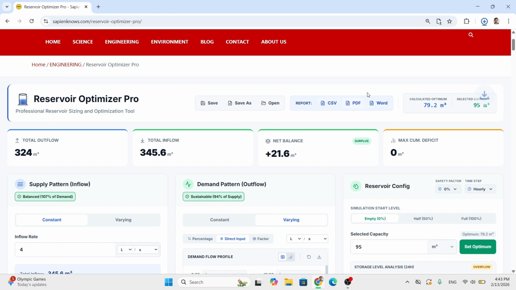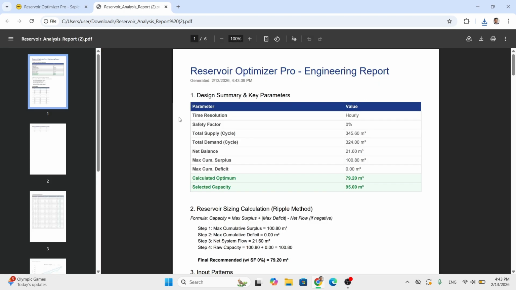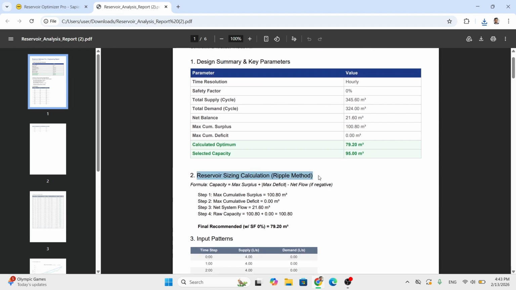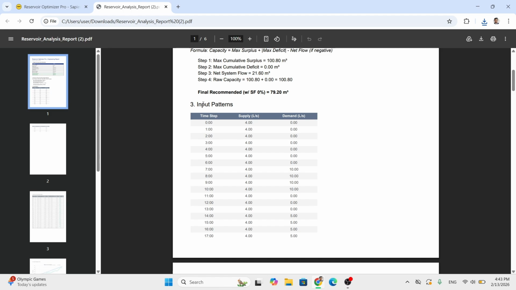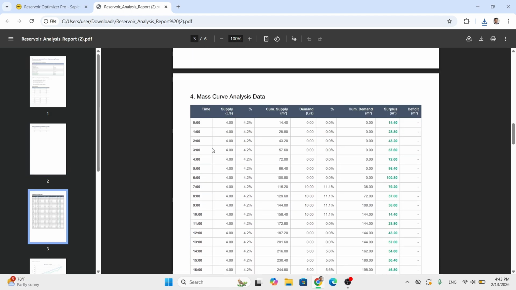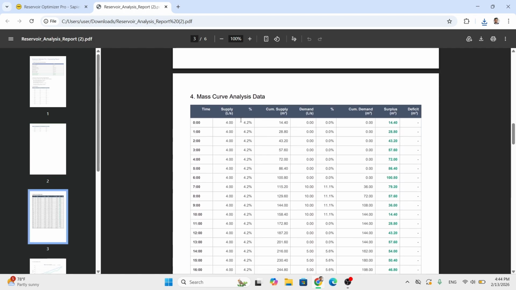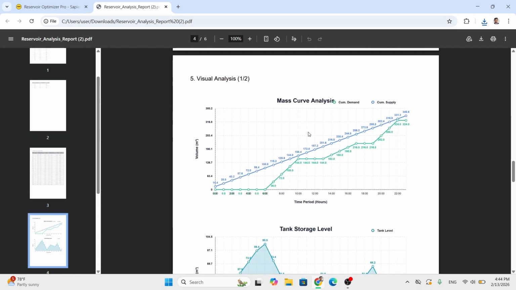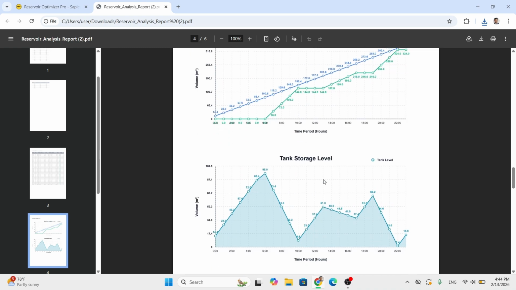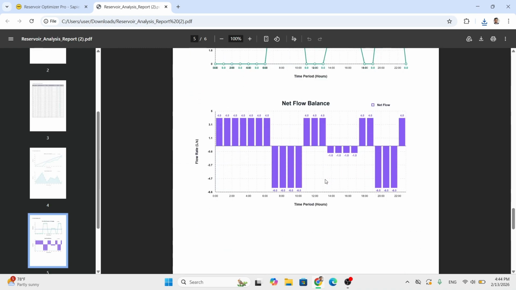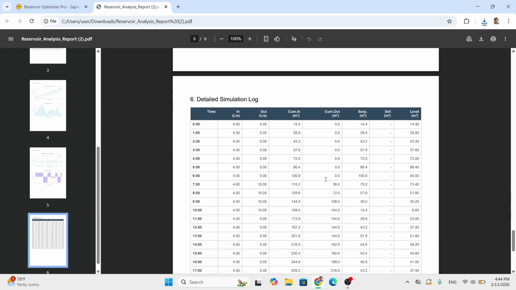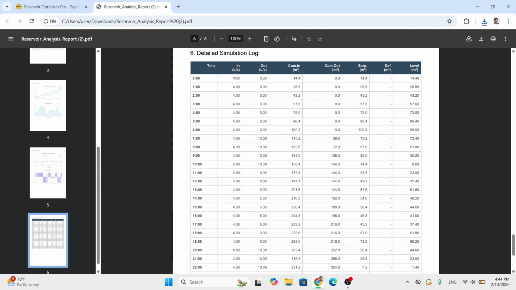Let's try to do it in PDF. This is the PDF report, which has the design summary and key parameters, the reservoir sizing calculation, the input patterns, input and also the supply and the demand, input and output pattern, which is essentially the mass curve data, the diagrams, mass curve diagram, tank storage levels, flow rates, and also the net balance. And the simulation of the tank for the level.